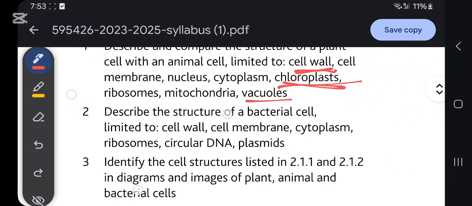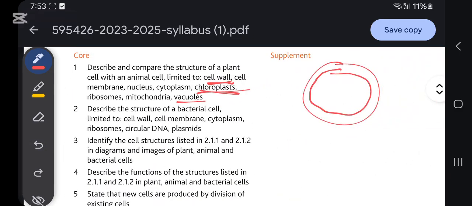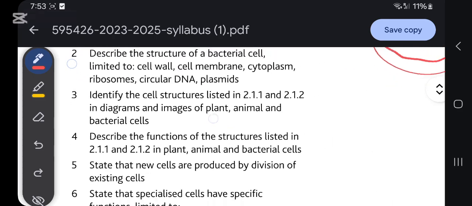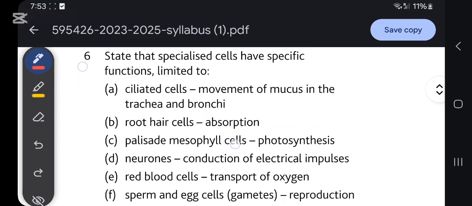So next, describe the structure of a bacterial cell. They have a cell wall, cell membrane, cytoplasm. We have already dealt with it. They have plasmids and circular DNA. Then you should be able to identify this entire class. Make sure you do that well.